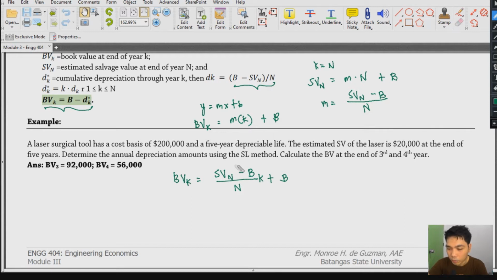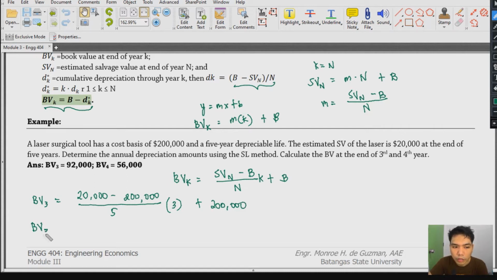Okay, so that completes our equation, and let's try solving for the book value of the third and the fourth year. So BV sub 3 is equal to the salvage value. What is the salvage value at the nth year? That's 20,000. And then we subtract the cost basis, that's 200,000, and we divide this by the number of years. The depreciable life is 5 years, so that is 5, and then we multiply this by k. In this case, your k is 3, and then you add the cost basis, that's 200,000. Therefore, your book value results to 92,000.